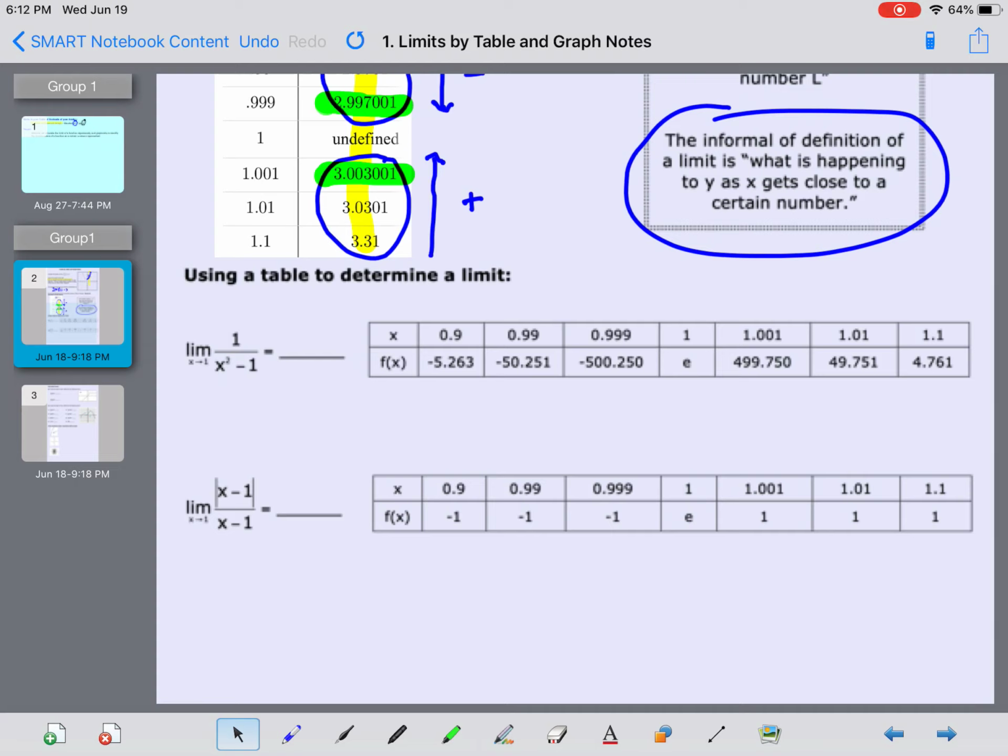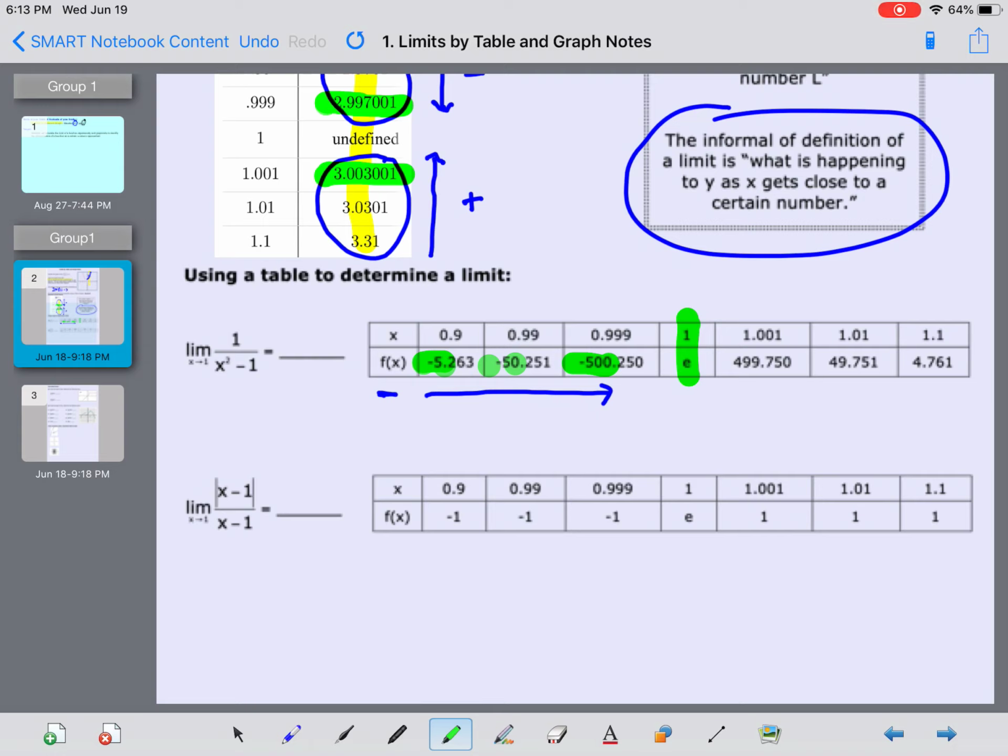So the first limit is 1 over (x squared minus 1) as x approaches 1. What we want to look at is this value of 1. That's what we're interested in. What's happening as we get closer? We know it's undefined at 1, but we want to see what's happening as we get closer and closer to this value. So we look at it from two sides. Like I said earlier, the negative side, that's the left side. What are these values getting really, really close to? So we have -5, -50, and then -500.